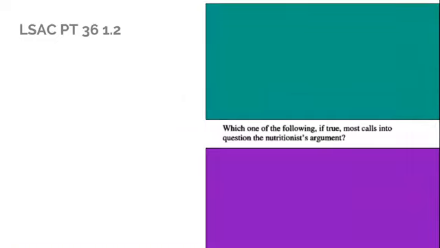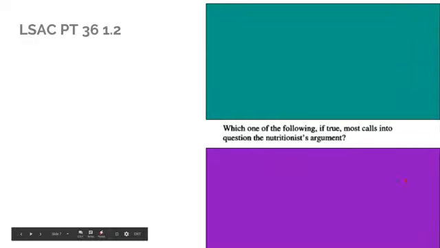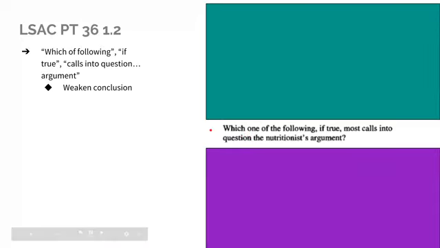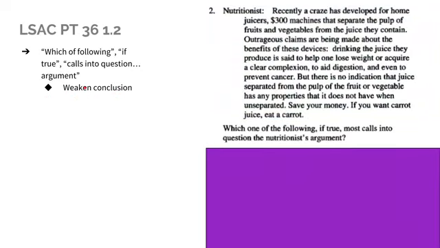All right, so the first thing that we do again is read the stem. After reading this, we see the phrases "which of the following, if true, calls into question the argument." That's the key phrase that helps us know that this is a weaken the conclusion question. So when we read the argument, we are looking for the conclusion and trying to think of ways that can weaken it. Go ahead, I'll give you another 30 seconds to read this.